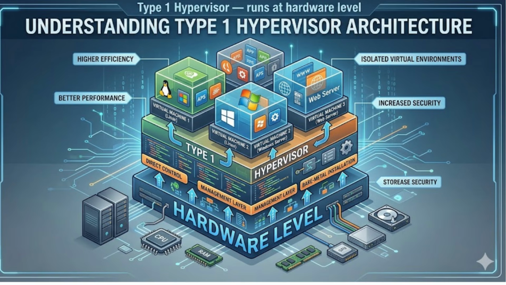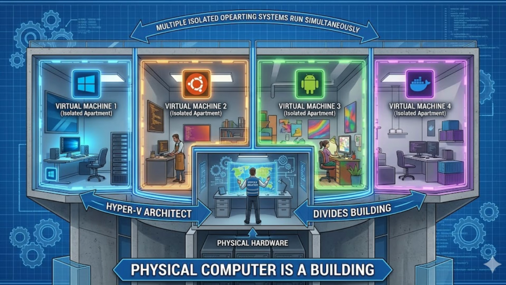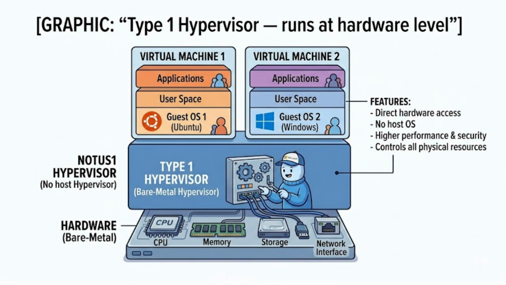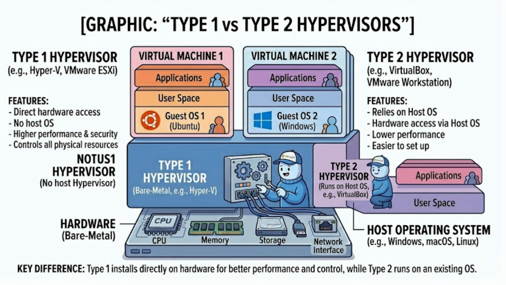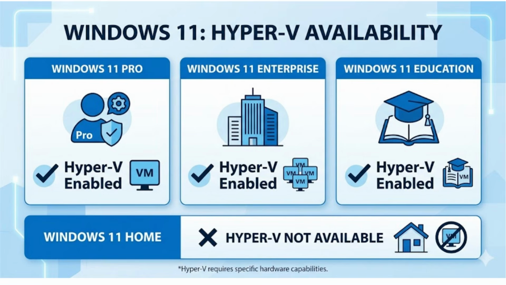Now here's why Hyper-V is special compared to tools like VirtualBox or VMware. Hyper-V is a Type 1 hypervisor, which means it runs directly at the hardware level, not on top of Windows. This makes it significantly faster, more stable, and more efficient. It's the same technology Microsoft uses to run thousands of virtual machines in their Azure cloud, and it's been built into Windows 10 and 11 Pro for free.